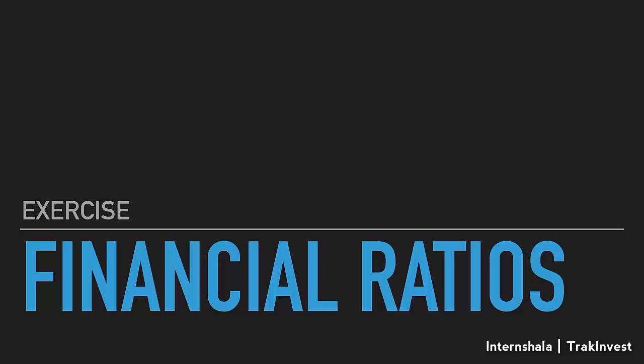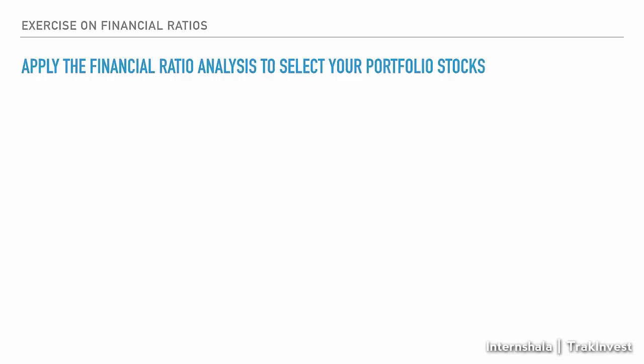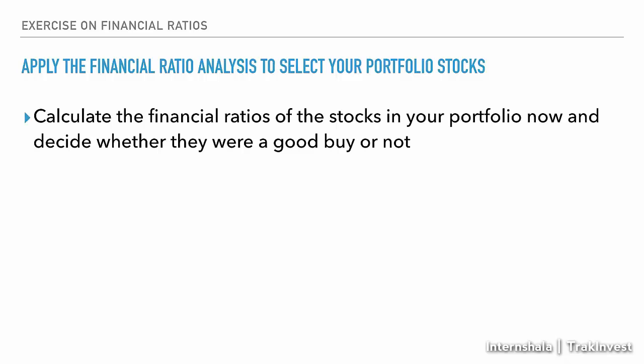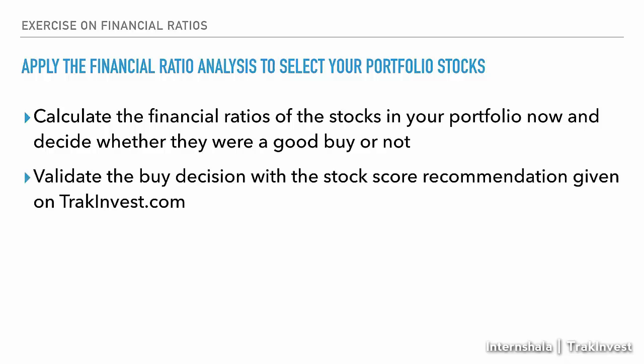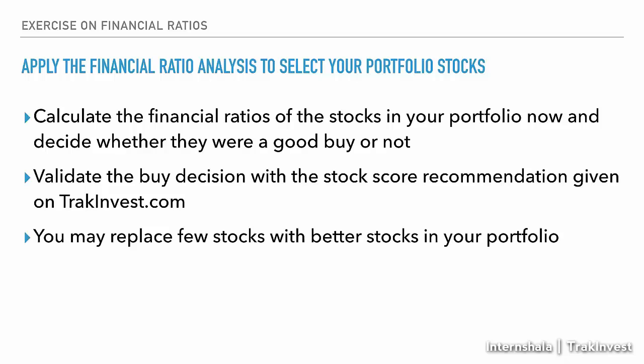So in this exercise, we are going to learn about calculating financial ratios. Let's apply the financial ratio analysis that we have learned in the module to select and pick the right stocks for your portfolio. First we will calculate the financial ratios of the stocks in your portfolio that you have picked already and decide whether they were a good buy or not. Then you validate this buy decision by comparing it with a stock score recommendation given on trackinvest.com.